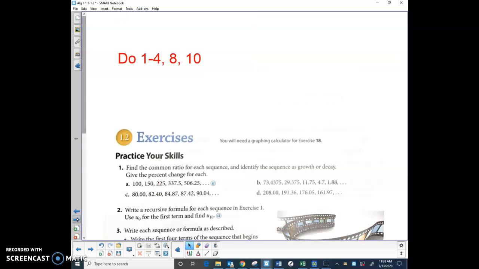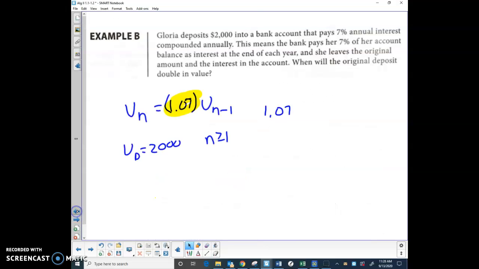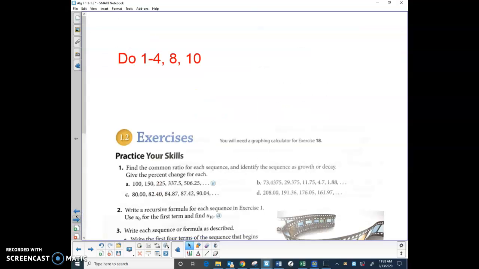All right, so those are some examples of growth and decay. I know that was super fast. Tomorrow when we start class, I will give you time to ask questions on 1.1 and we'll clarify anything with 1.2. So your assignment for 1.2 is numbers 1 through 4. Again, you're finding the common ratio for each sequence, identifying whether it's growth or decay, and then finding the percent change. Here our percent change was 107%. There our percent change was 80%. So that's what it's asking for those.